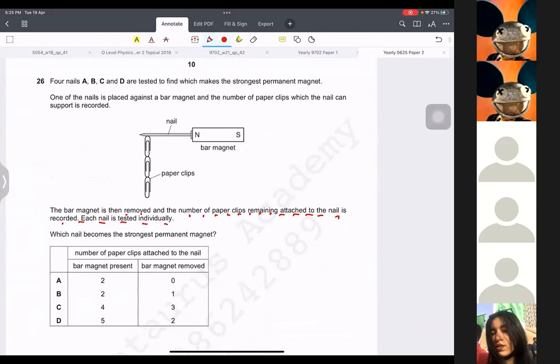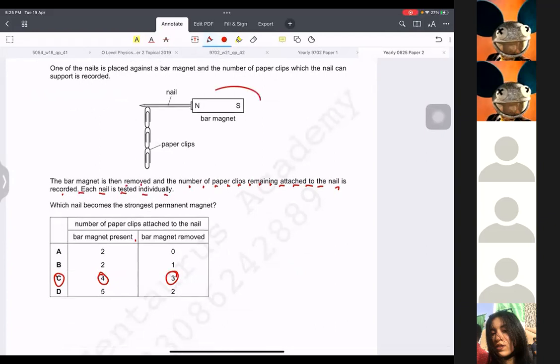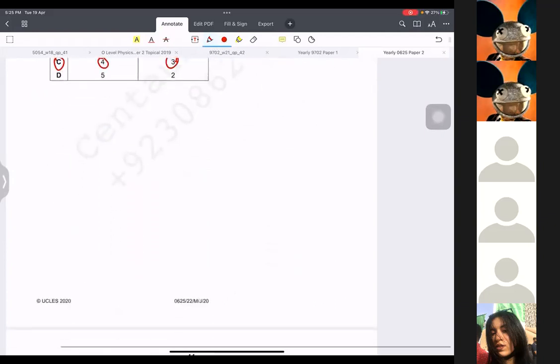When the bar is present, it should pick the most. And when the bar is removed, it should pick the most. I think it should be C, in my opinion. Because when this is removed, it should pick the most.